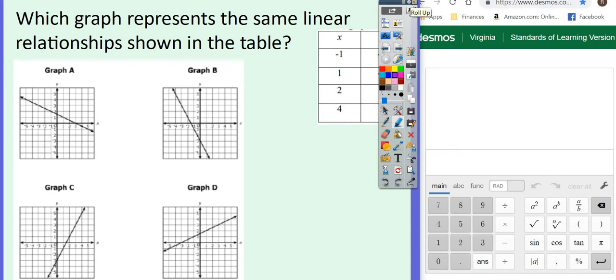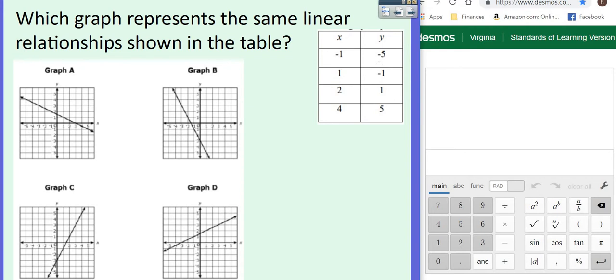Let's start by looking at this first one. Whenever you are given an XY chart, like you see right here on the right, the first thing you need to do is graph those points, no matter what, because that's going to lead you to your answer. So -1, -5 is right there, and that is not on that line. Let's try this one. -1, -5 is right there, and that is not on the line. -1, -5 is right there, and that is on the line. So we don't even have to go any further, and we know that C is going to be our answer.